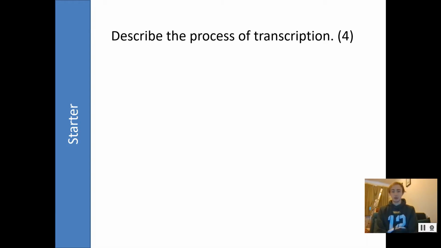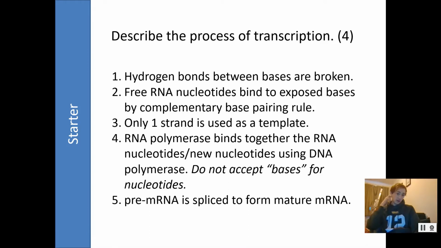Right, as I said, this is a standard story question, so the mark scheme is predictable. If you're willing to learn that mark scheme, then you'll find that it will make your life a lot easier. So the mark scheme is as follows. Firstly, the hydrogen bonds between the bases are broken. Then we have 3 RNA nucleotides binding to the exposed DNA bases by the complementary base pairing rule. That complementary base pairing rule is important. You could also write A to U, C to G, and T to A. Remember that the RNA will have a uracil rather than a thymine.